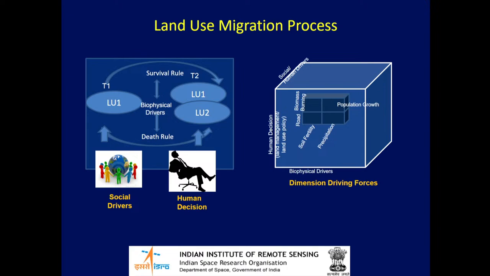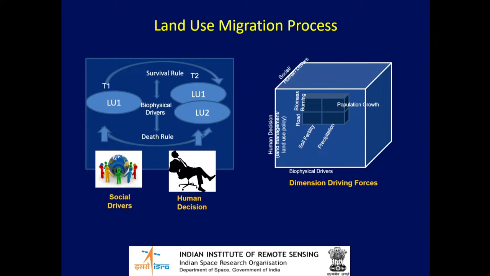This is called a survivor rule, which tells that the land use is very fit for a particular piece of land, and it will remain in that case. Then there is also a possibility that agriculture land gets converted into commercial or built up areas. We call that a death rule: the earlier land use cover 1 changed into land use cover 2.